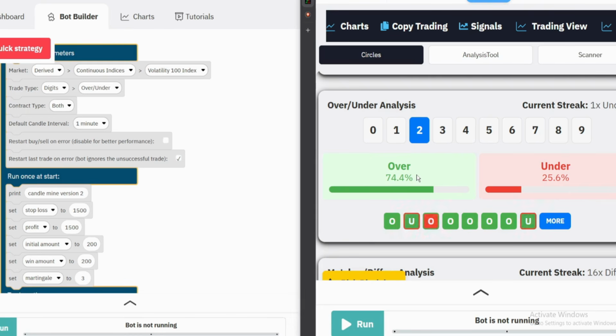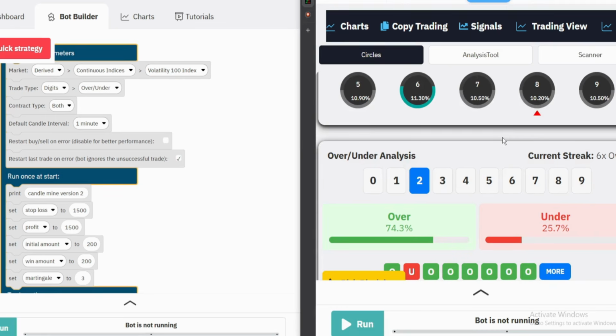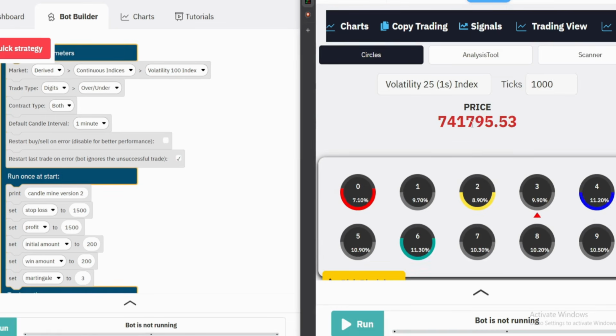trade immediately. But at least wait for an increase of more than 0.2 so that you are sure it is increasing, because sometimes it might end up increasing and then it decreases immediately. So at least give it a chance to increase by 0.2% and above, and then you enter your trade. That is basically the way you should trade over 2 using this analysis tool. It is a very nice one.